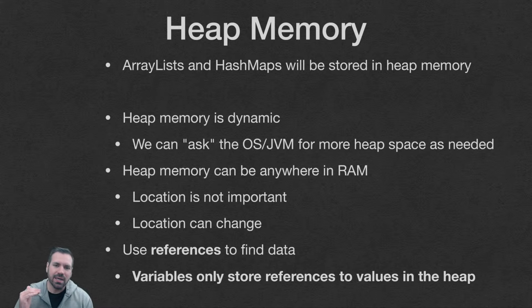So the heap is our dynamic memory. This is where we can ask the operating system for more memory after our program starts. We cannot ask for more stack space, but we can always ask for more heap space. So when we ask for heap space, we go to the operating system and we say, hey, I need X bytes of memory. I'm creating a data structure. I need 10,000 bytes of memory.